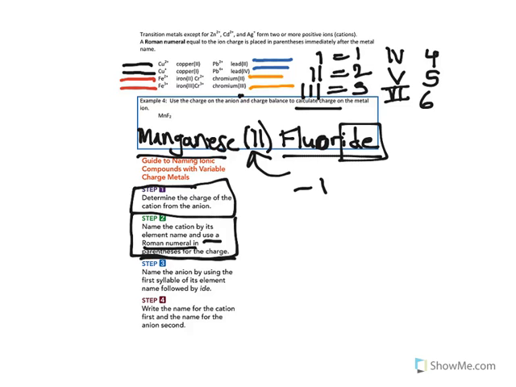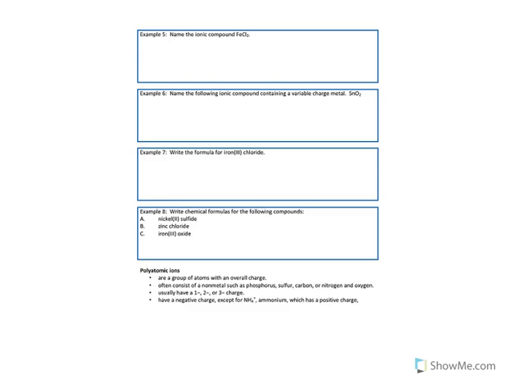Step 3, name the anion by using the first element of its element name followed by "ide." Again, this has not changed from our previous step. We always name the anion by its element name and changing the ending to "ide." Step 4, of course, the cation is first, the metal is always first, followed by the name for the anion. So let's try some examples.